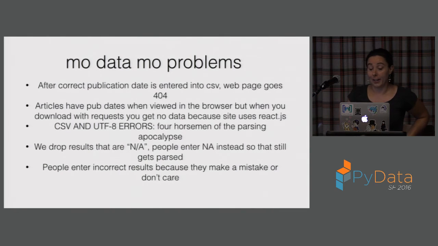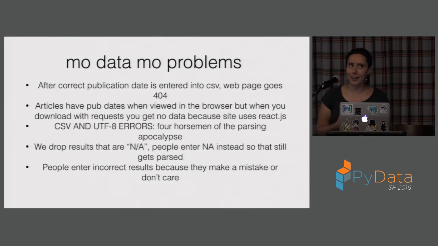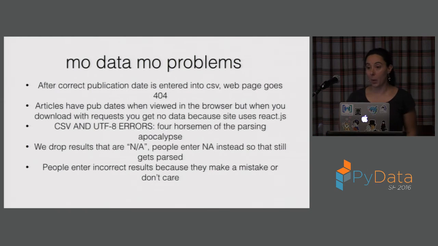Just general CSV and UTF-8 errors. UTF-8 is literally the bane of my existence. And data entry problems: I would tell people if the page is 404, enter n/a, which meant just drop that result. And of course people enter NA, _NA, like how many ways can you not enter the thing that I told you to enter? It's just crazy. Of course, I can say fine, I'll look for all the misspellings, but then I have to go and look for all those stupid misspellings, so I still have to read through the whole thing.